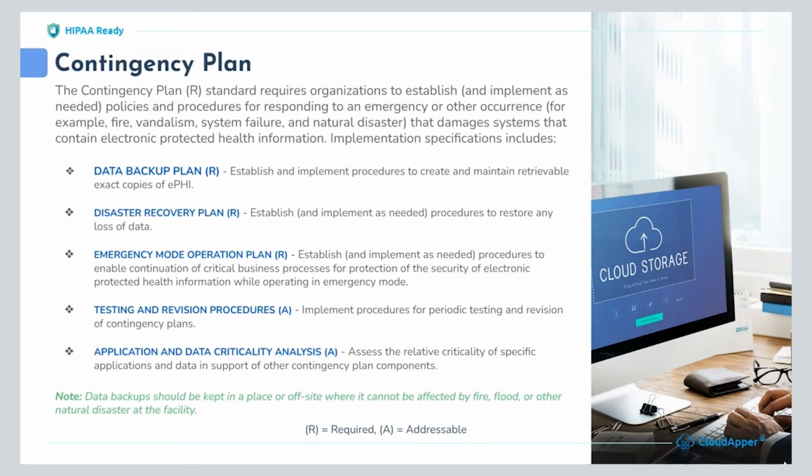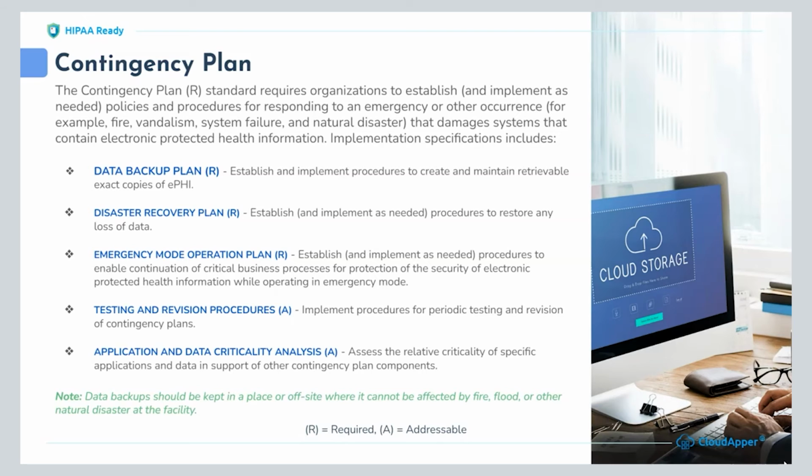Disaster recovery plan means establishing procedures to restore any loss of data. Emergency operation plan is establishing procedures to enable continuation of critical business processes for protection of the security of electronic protected health information while operating in emergency mode. Testing and revision procedures means implementing procedures for periodic testing and revision of contingency plans. Application and data criticality analysis means assessing the relative criticality of specific applications and data in support of other contingency plan components.